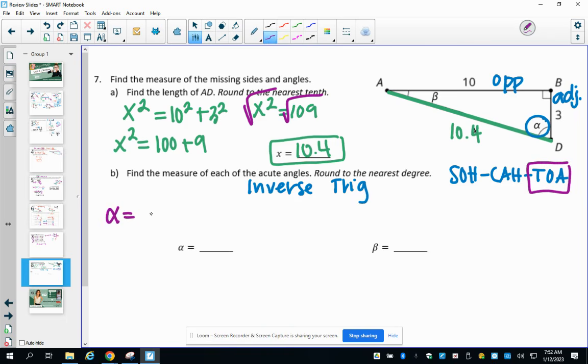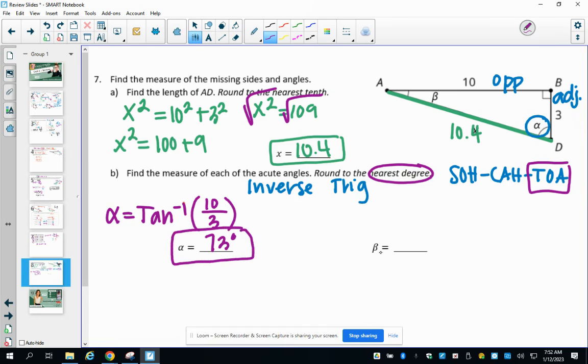So alpha is going to equal the tan inverse, since we're looking for the angle. Okay, so tan inverse of the opposite side. So opposite of alpha is 10 over the adjacent side, which is 3. So then you're just going to type that into your calculator. So do the tan inverse of 10 divided by 3. And you get to the nearest degree, 73 degrees.